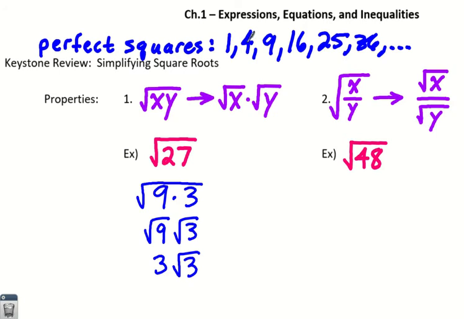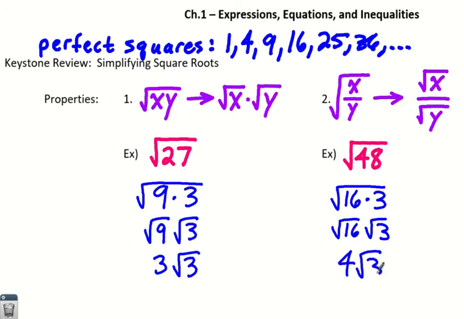Because 4 is a factor, but guess what? So is 16. So we're actually going to say that 48 is 16 times 3, which we can go ahead and do the square root of. If you want to go all out and write it out like that, as 2 separate square roots, good on you. But ultimately, we're going to be able to do the square root of 16, and that's just 4.